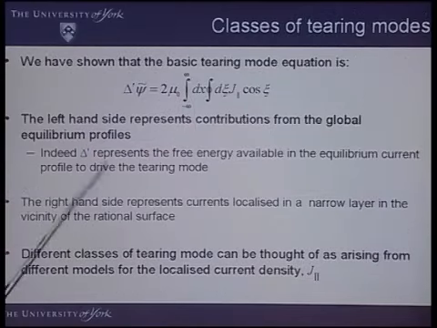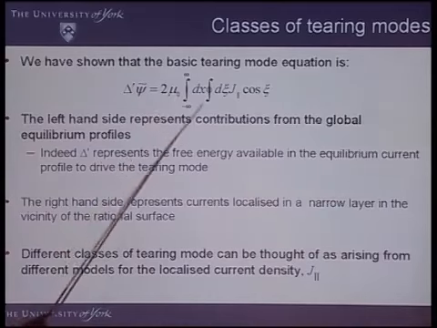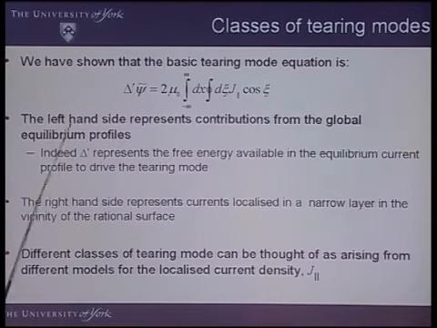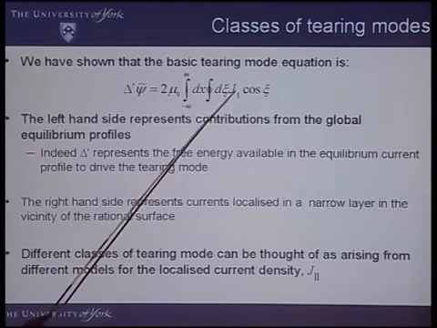So just to expand on that, we've got the left-hand side represented by delta prime. This characterizes the global properties of the equilibrium, the free energy in the gradients, such as the current density gradient, that drive these tearing modes, drive the magnetic islands. That's represented by the left-hand side. The right-hand side is the localized physics around the rational surface, localized current densities. And it's this which generally creates all the problems, although there are difficulties in determining even delta prime in a toroidal plasma, for example. But I'm going to focus mainly on this. The different classes of tearing mode that we talk about are generally related to different pieces of physics driving these parallel current perturbations.